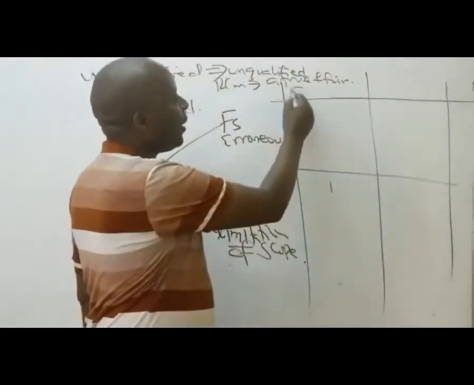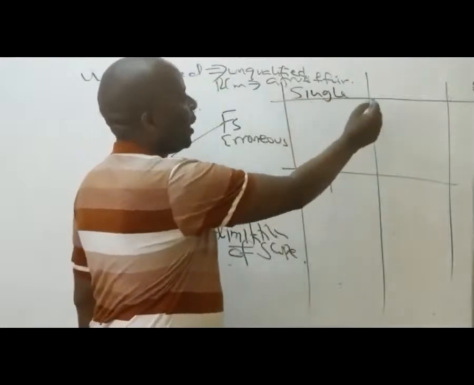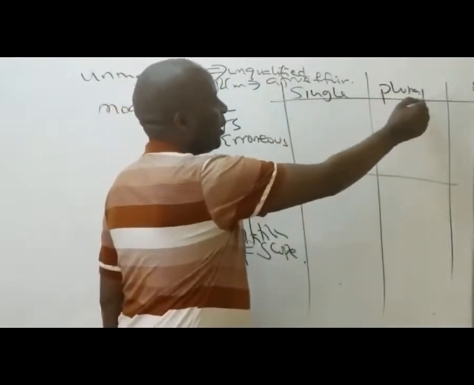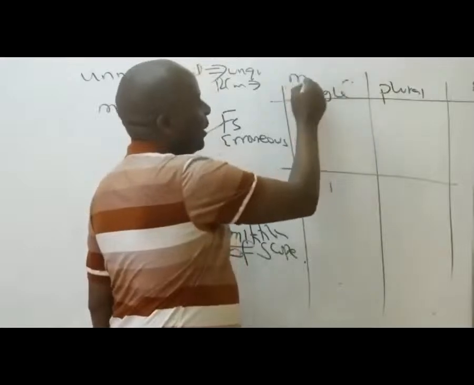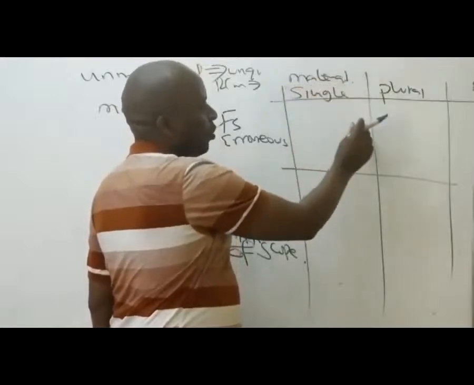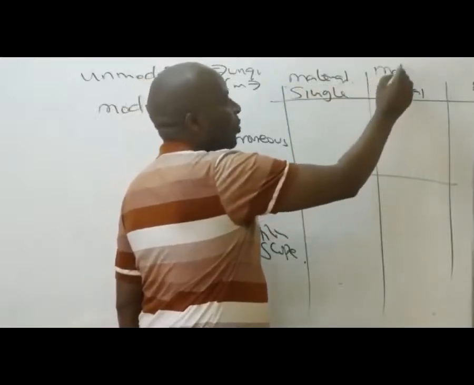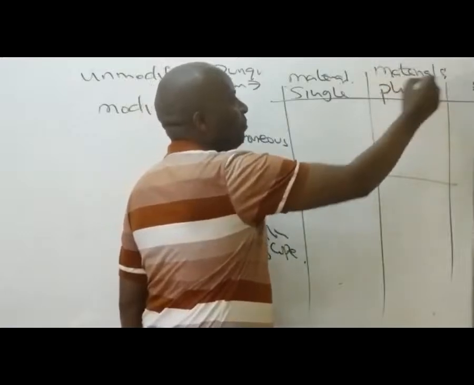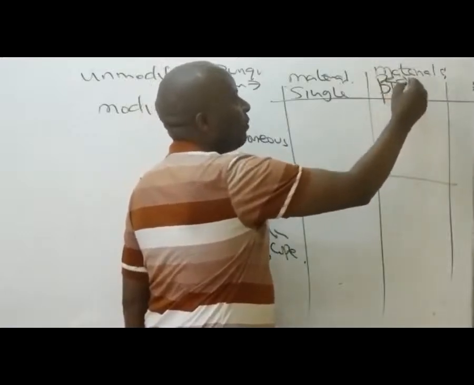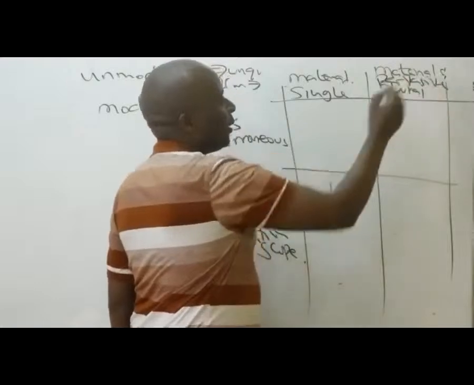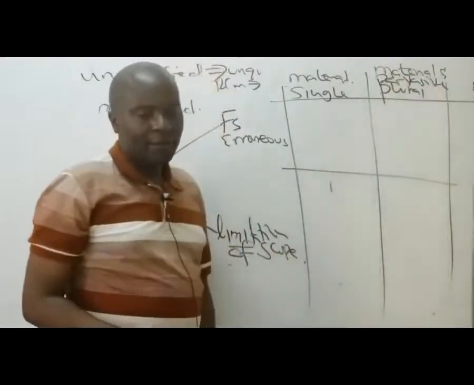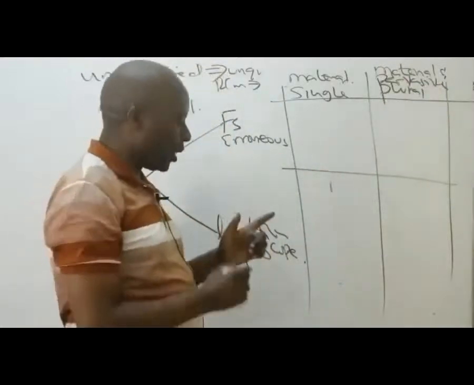And then now we have here single, and then we have what we call plural. Single and material, remember, material, single. Plural becomes material and pervasive, like pervasive. Material and what here? Pervasive. Now, ladies and gentlemen, listen to me very well.